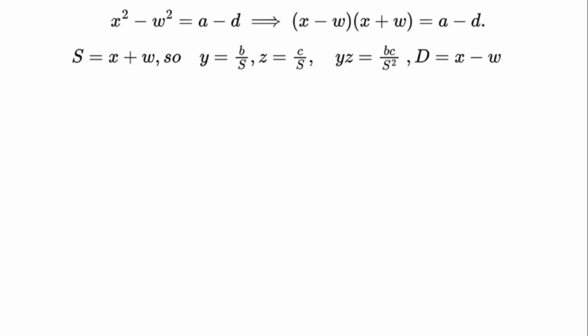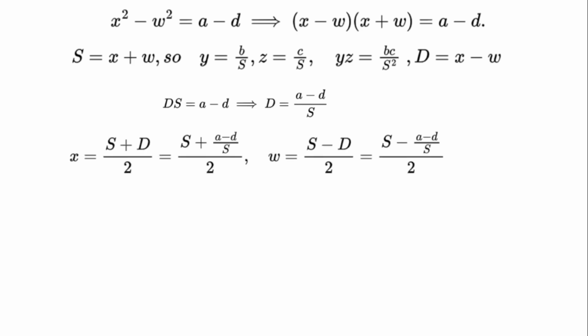Let d' equal x minus w, so d' times s equals a minus d, which implies d' equals (a minus d) divided by s. Solve for x and w: x equals (s plus d') divided by 2, which equals (s plus (a minus d) divided by s) divided by 2, and w equals (s minus d') divided by 2, which equals (s minus (a minus d) divided by s) divided by 2.